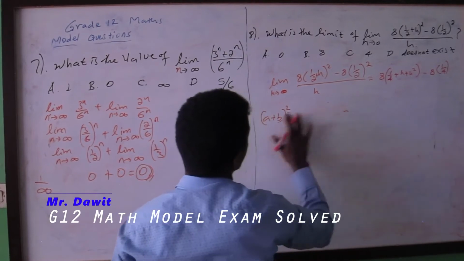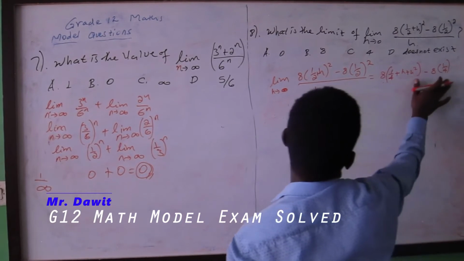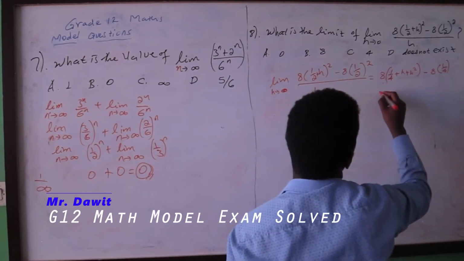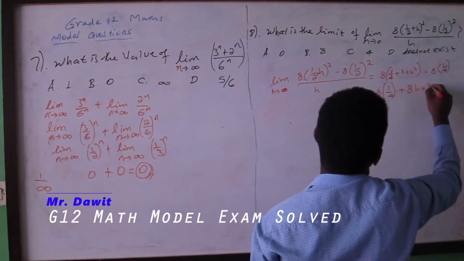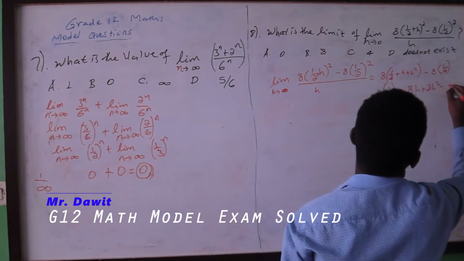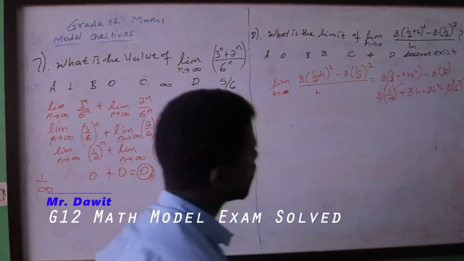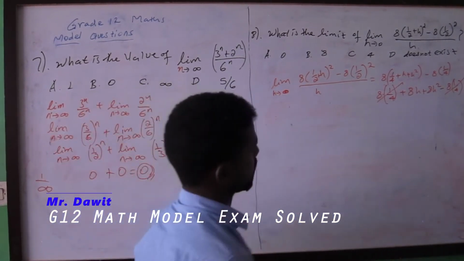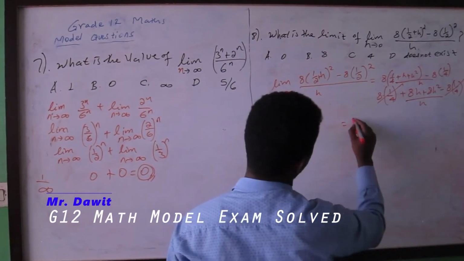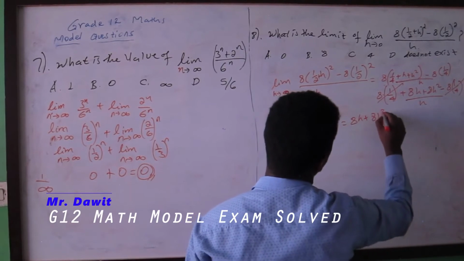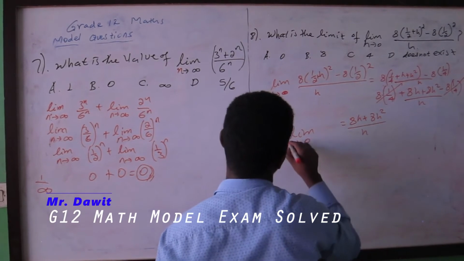We have to continue. That means 8 times 1 over 4, yes, plus 8h plus 8h square minus 8 times 1 over 4, yes. These are opposites, yes. Opposites become what? 0, yes, 0. And there is over h here, again over h here. So it becomes what? 8h plus 8h square divided by h as h goes to 0. As h goes to 0.